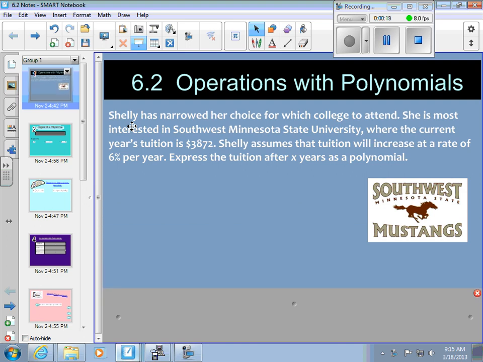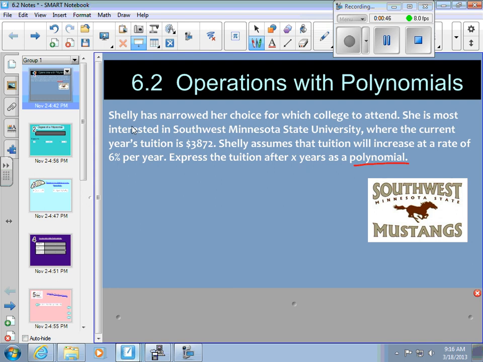This first problem on your sheet says Shelley has narrowed her choice for which college to attend. She is most interested in Southwest Minnesota State University, where the current tuition is $3,872. Shelley assumes that tuition will increase at a rate of 6% each year. Express the tuition after X years as a polynomial. There's our word polynomial. Polynomial means there will be some kind of degree on one of the variables.